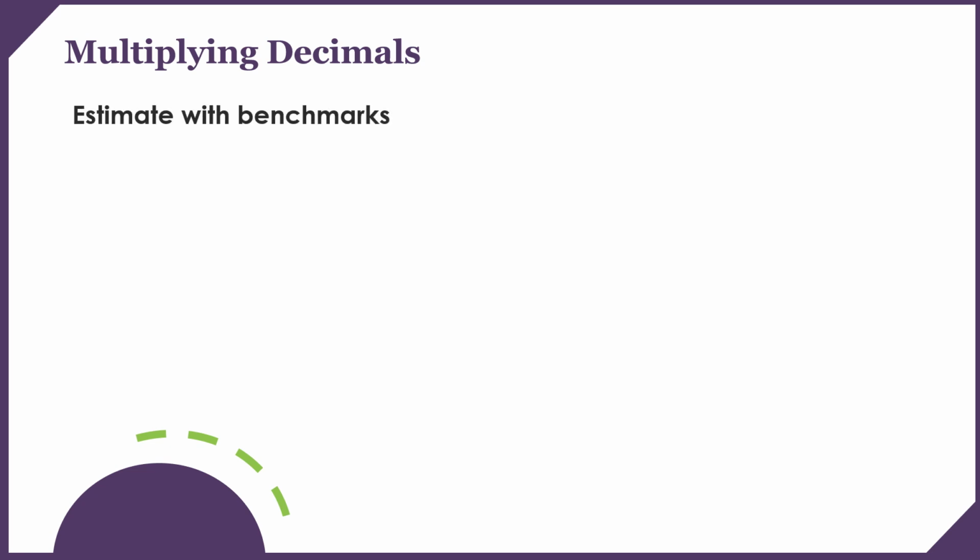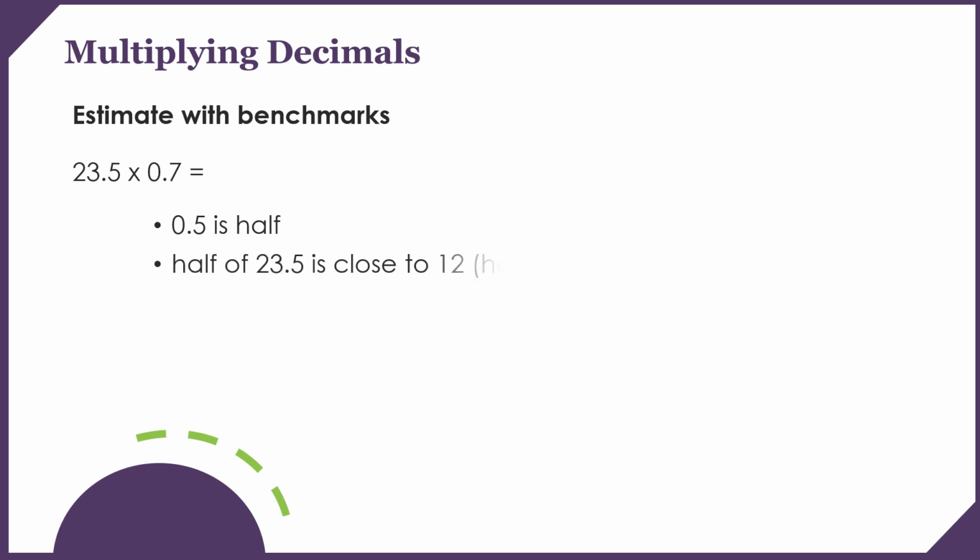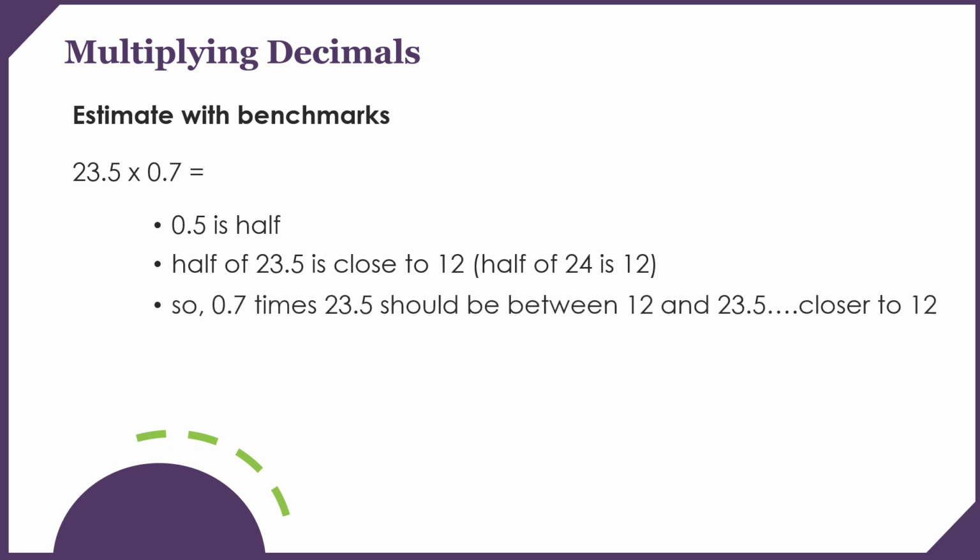We could also help students estimate by thinking about benchmarks. We'll just look at a quick one of those. For a problem like 23.5 times 0.7, we can help students think about the idea that 0.5 is half, and half of 23 and 5 tenths is pretty close to 12. Half of 24 is 12, so half of that would be close to 12. So 7 tenths times 23 and a half should be between 12 and 23 and 5 tenths. Now that's a huge range to give them as an estimate, but it should be closer to 12. It should be between those numbers.